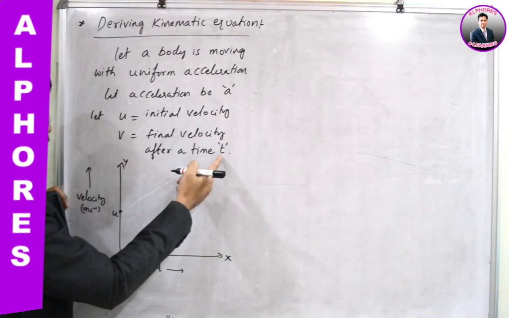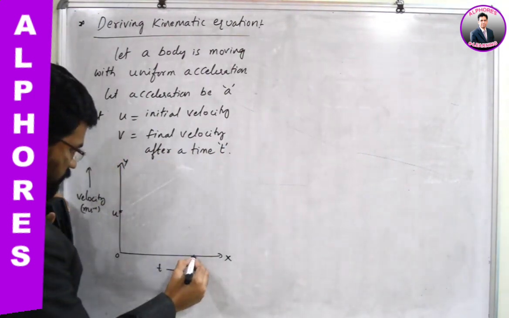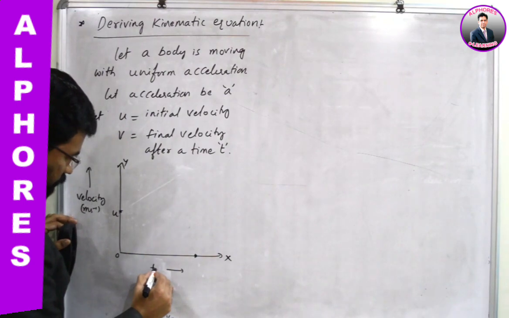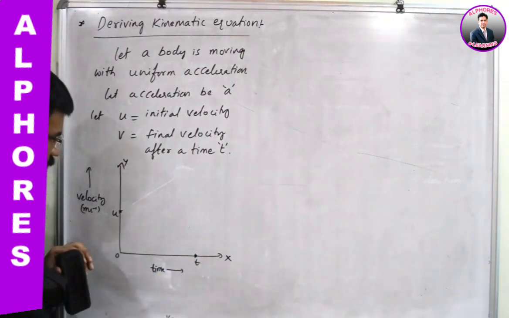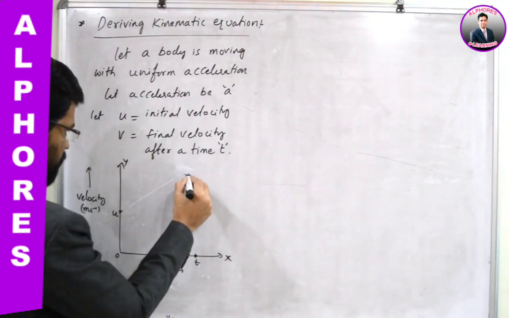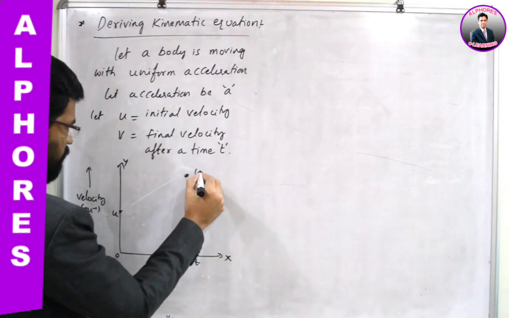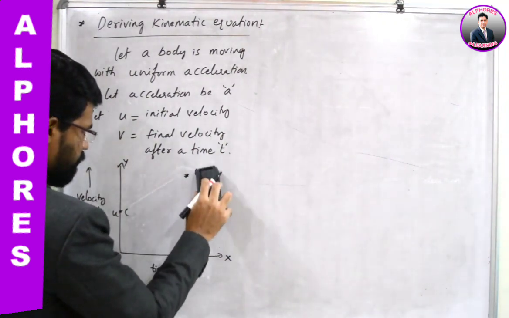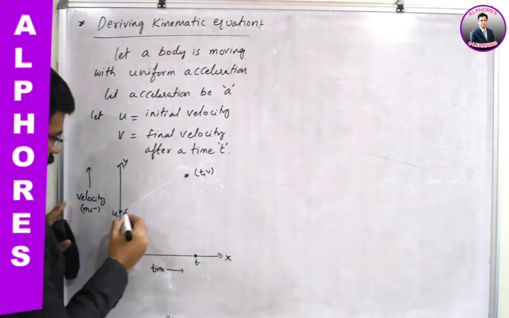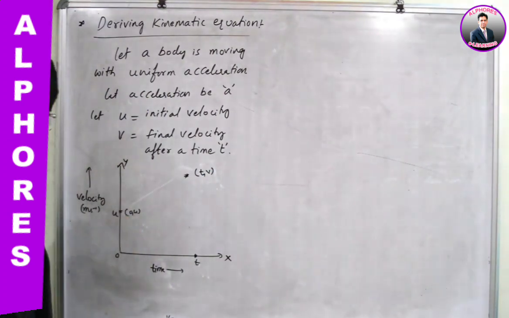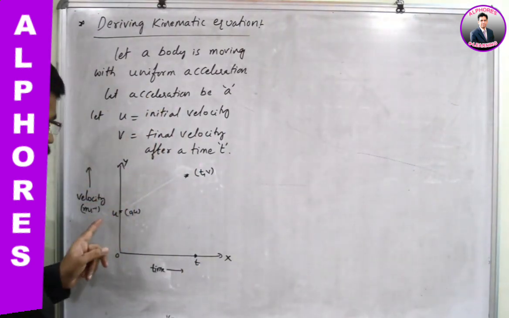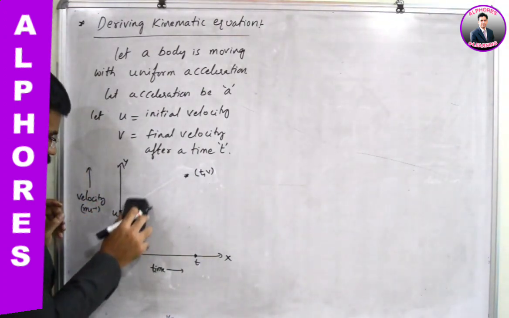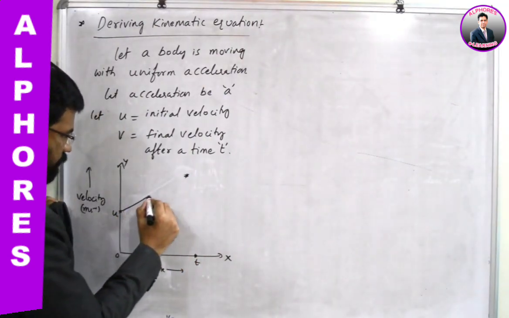There is one more point. After a time t, what is the velocity? v. Let us say this is t, and corresponding to this, the point will be, let us assume, somewhere here: t comma v. And this is 0 comma u. Now we have 2 points connected with the description we have given. If we join these 2 points, what do we get? We get a straight line.